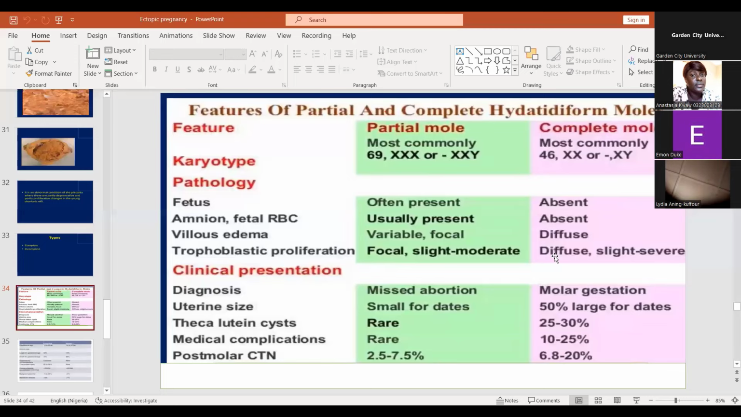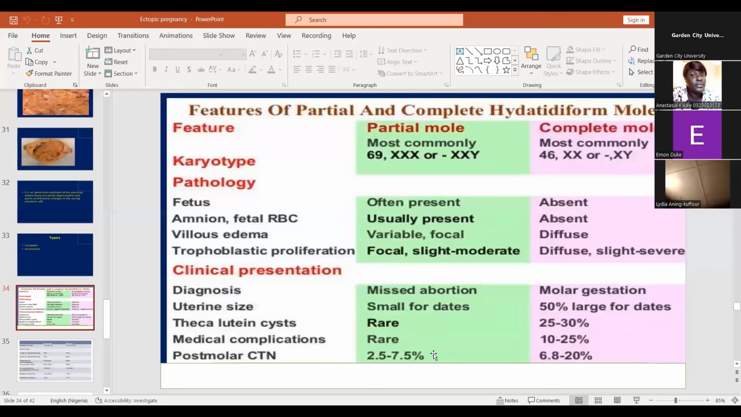You can hardly identify what it is. You come to clinical presentation. Clinically, the diagnosis will tell you it is a missed abortion. While in the complete, they tell you outright it's a molar gestation. The uterine size is small for dates here. This one, 50% large for dates. Theca-lutein cyst is rare here. There, you see it present, 25 to 30% large. Medical complications are rare here. You could have about 25% of it.